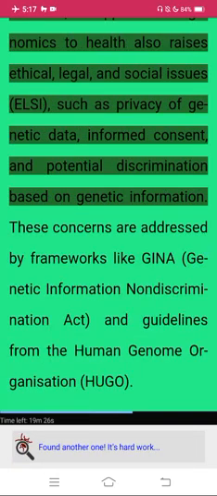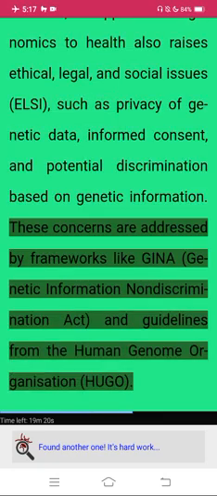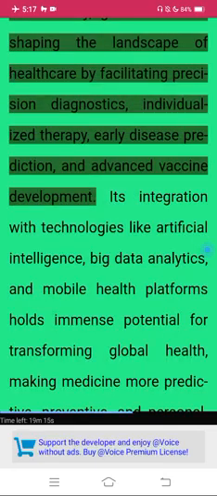However, the application of genomics to health also raises ethical, legal, and social issues such as privacy of genetic data, informed consent, and potential discrimination based on genetic information. These concerns are addressed by frameworks like GINA, the Genetic Information Non-Discrimination Act, and guidelines from the Human Genome Organization (HUGO).